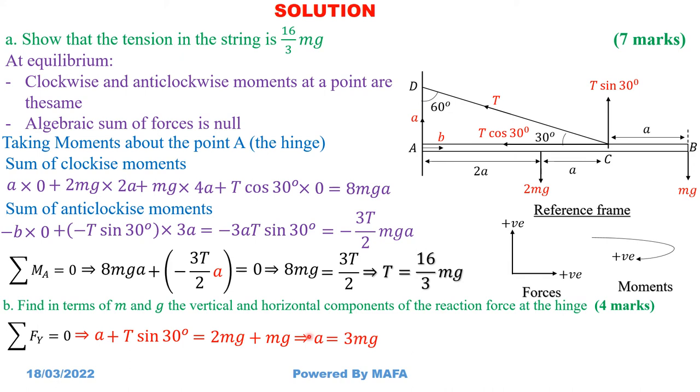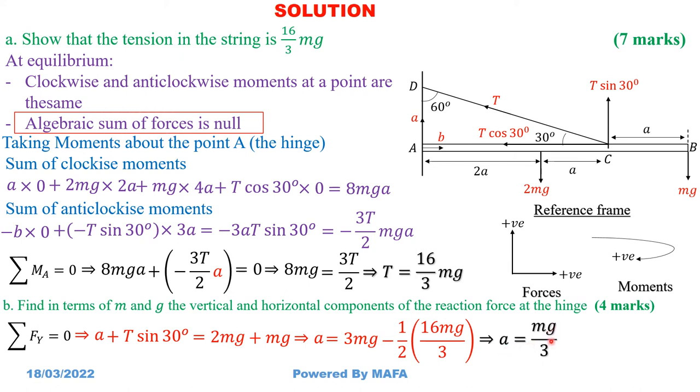So it means that our A is simply equal to 3mg minus T sine 30, but T is 16 mg on 3 as we have seen here, and sine of 30 is half. So simplifying, we have A to be equal to mg on 3.